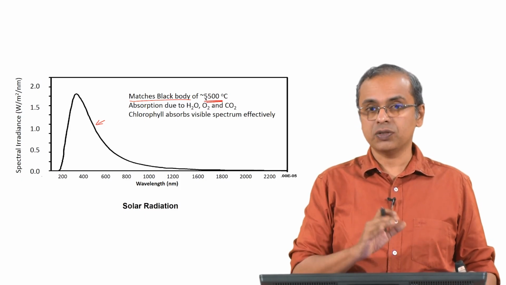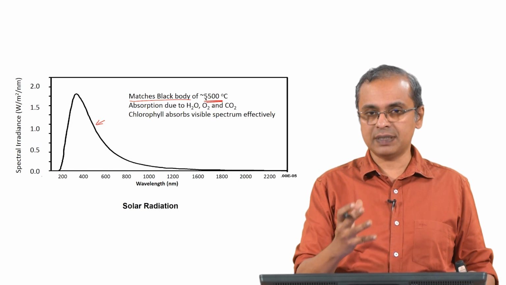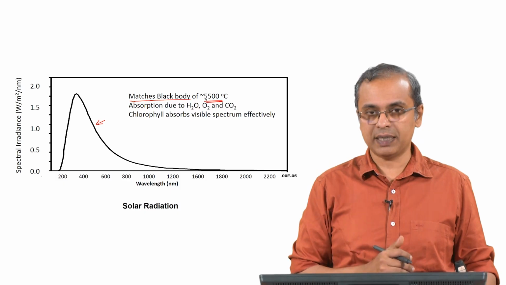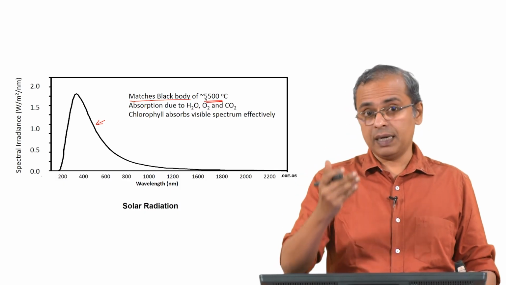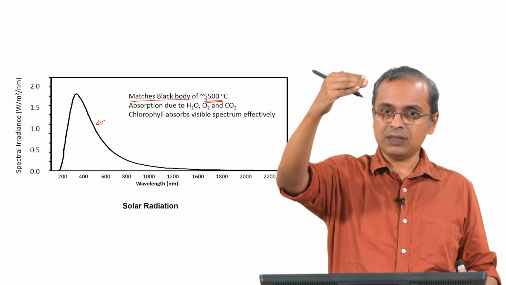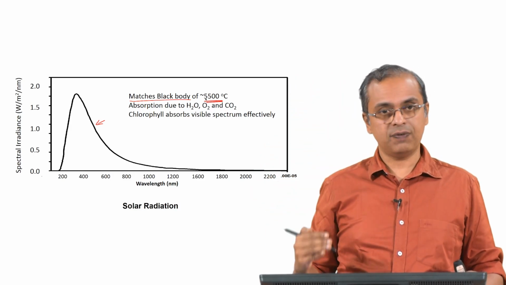So, this is a very beautiful aspect of the science and physics that people have discovered, that you can say so much about the sun by just looking at the spectrum. Now, that is at the outer part of our atmosphere. From there the radiation has to penetrate through the atmosphere and reach the surface of the Earth.